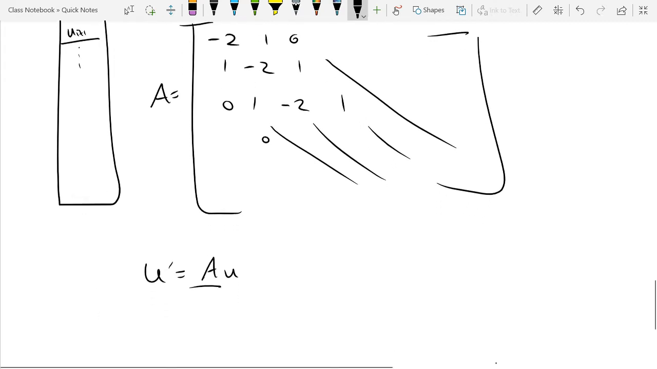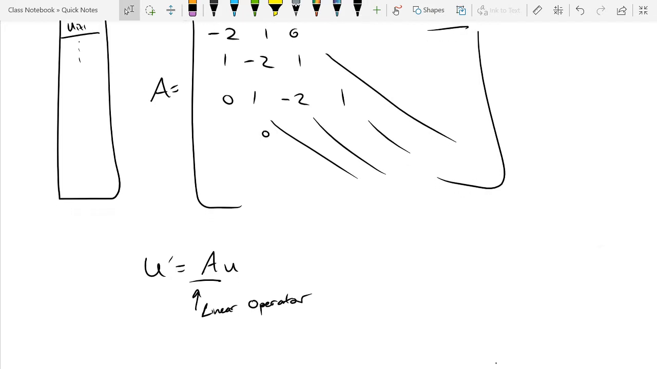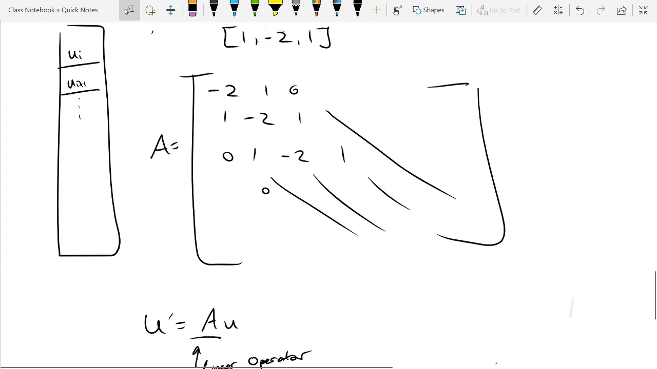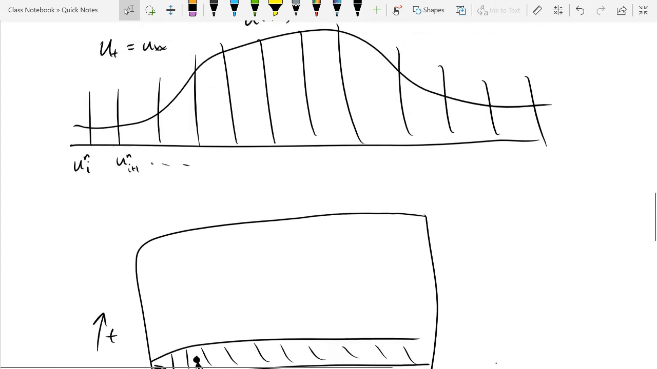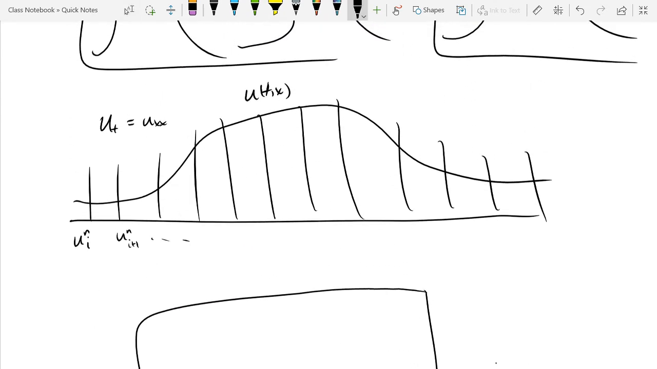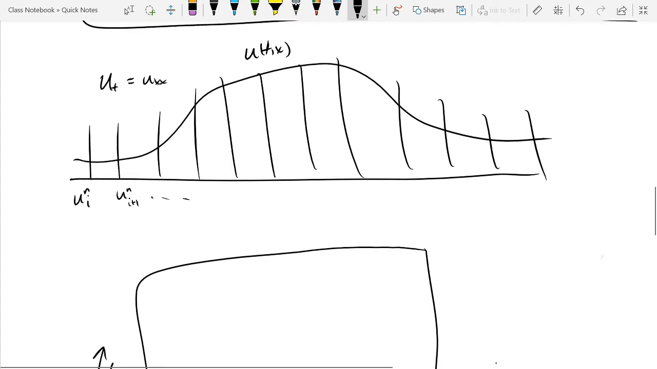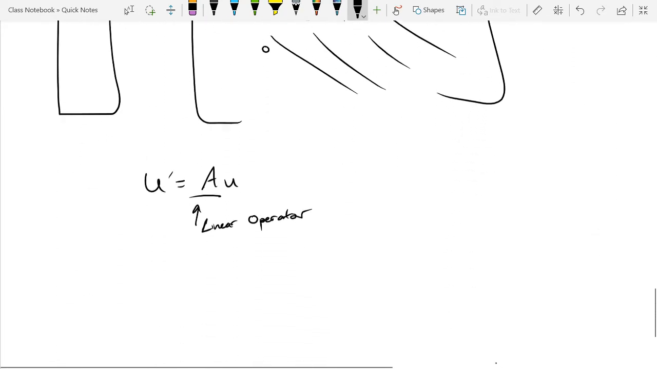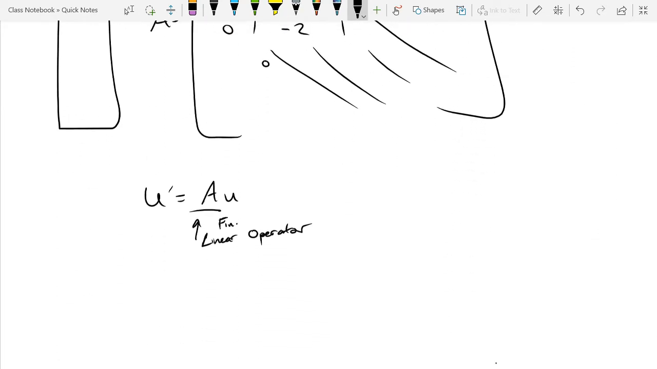And so this right here is just a matrix, or more generally a linear operator, that when we apply it is the spatial discretization of the PDE in the finite difference sense. So this discretization, where we take a delta x and use that delta x, is called the finite difference method. So this is the finite difference linear operator for the Laplacian.